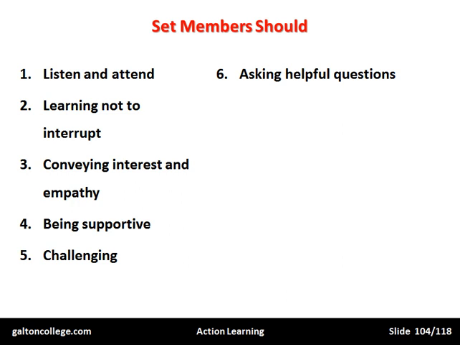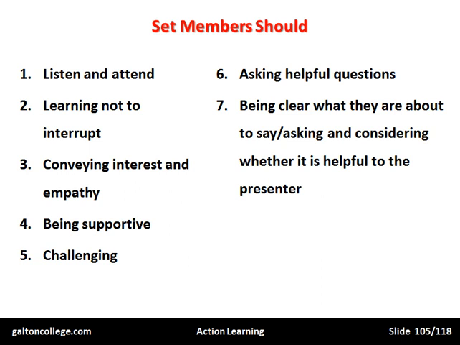Try to ask helpful questions. Questions that promote the discussion and that lead the discussion into a deeper area, so that a greater understanding can be had by everybody attending. So the questions that are asked are helpful in the overall learning of the set. It's important to be clear about what they're about to say or about to ask, and consider whether it's been helpful to the presenter.